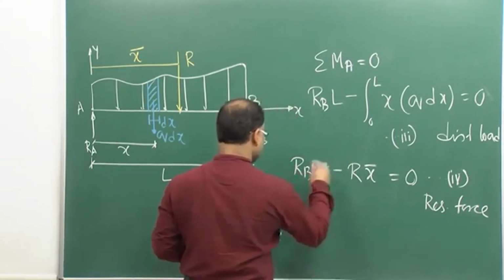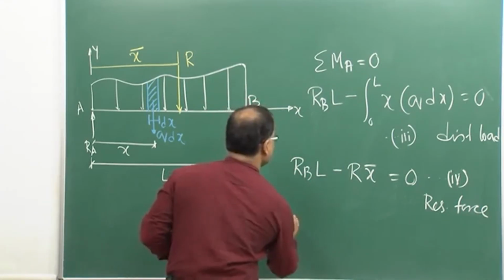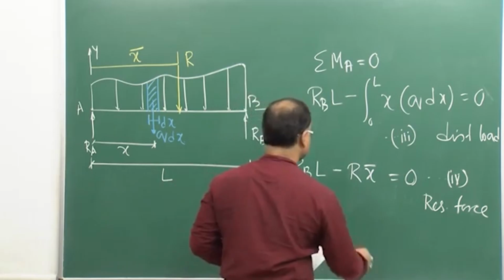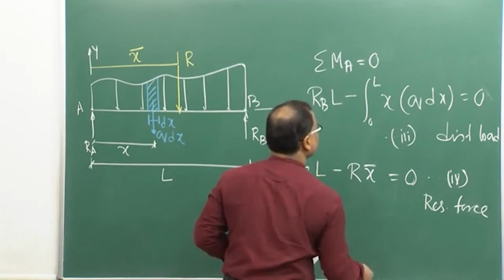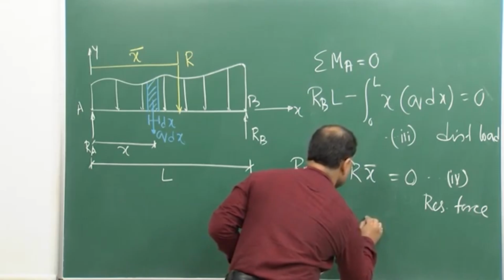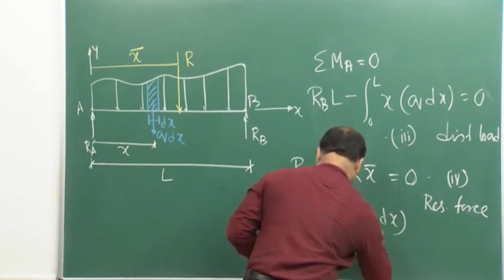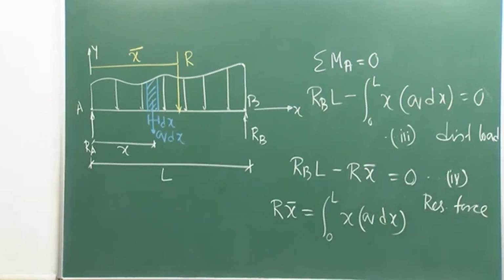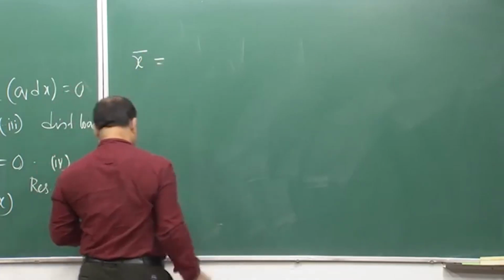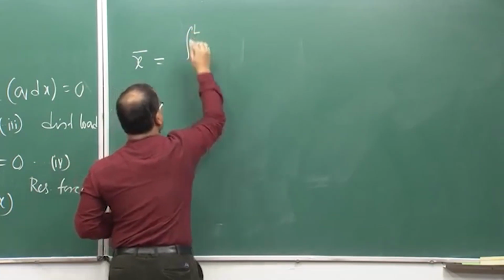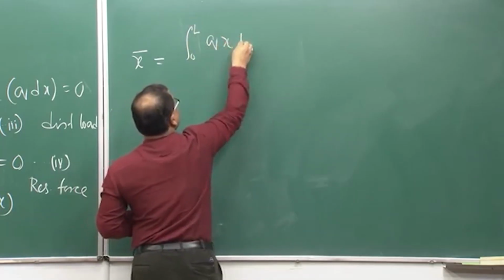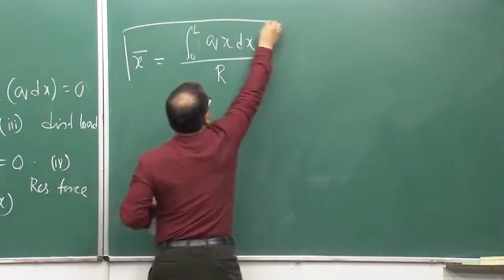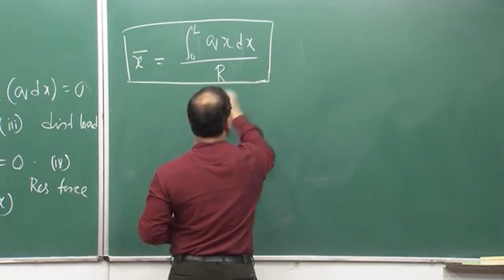So, therefore, I can simply get R x bar is equal to integral 0 to L x Q dx. Okay. So, from there I can simply write, x bar equal to integral 0 to L Q x dx by R. Okay.